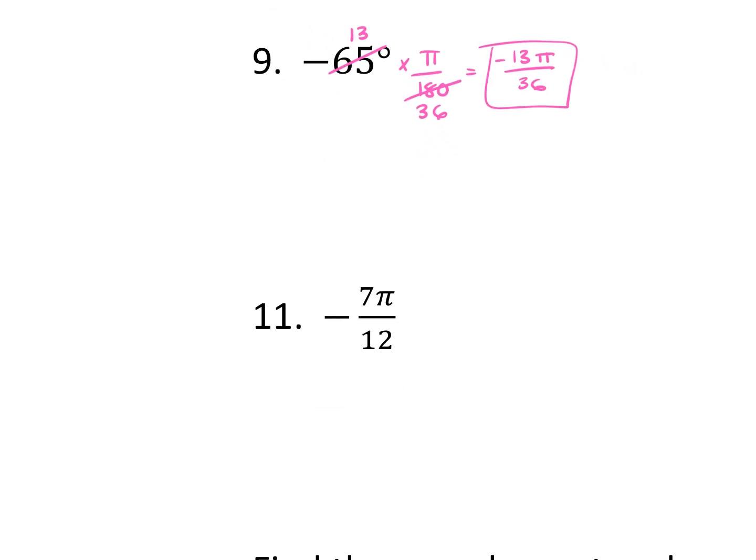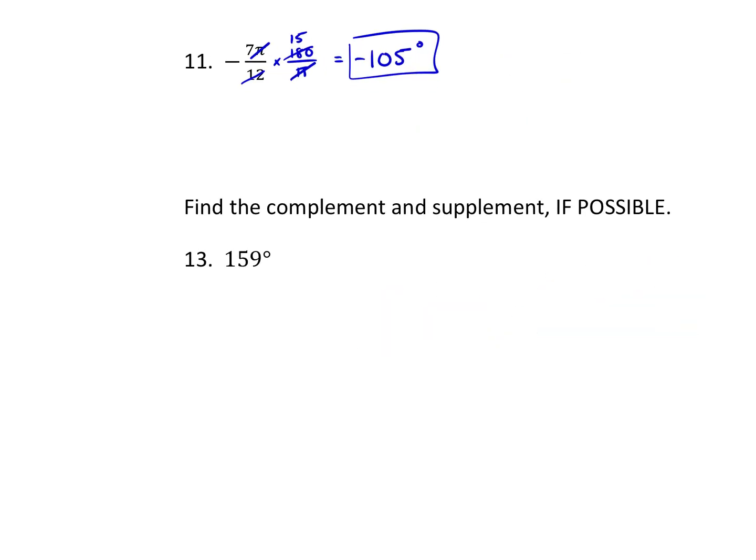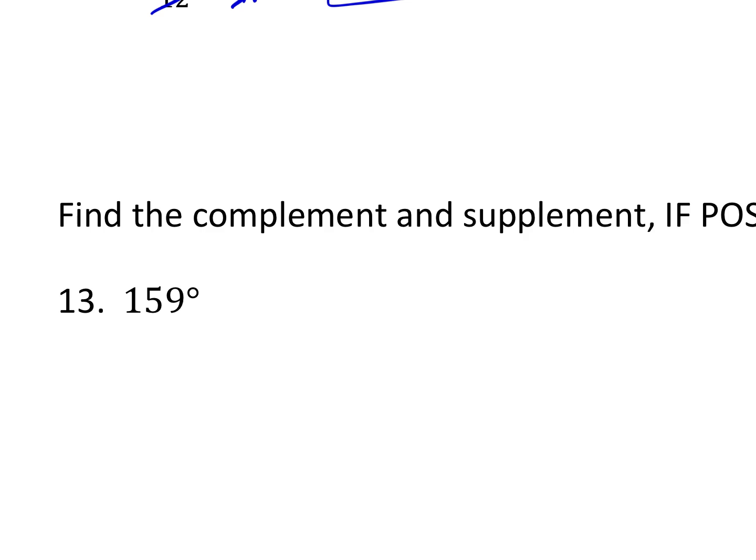What about for 11 when we're converting from radians to degrees? Multiply by 180 over pi. So pi's cancel. 12 goes into 180, 15 times. So we have 15 times negative 7 would be negative 105. Negative 105 what? Degrees.